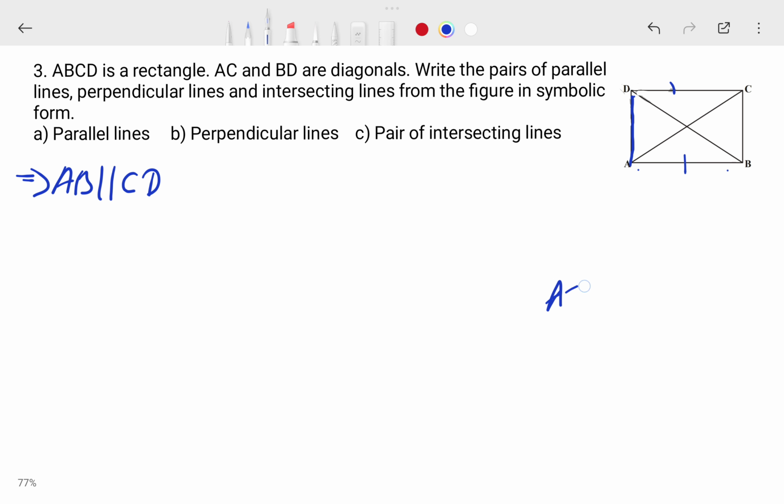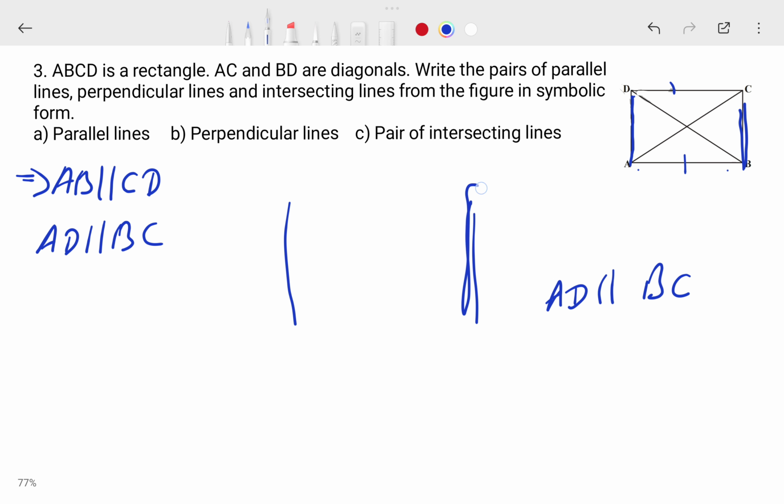AD is also parallel to BC. So you can write here, AD is also parallel to BC. Okay? Why? Because this line is going like that and this is, so both are not going to meet at any point. So that's why. So the first question is over.